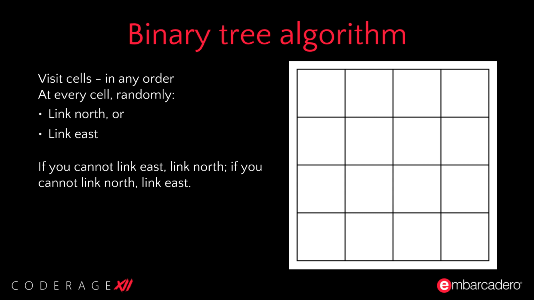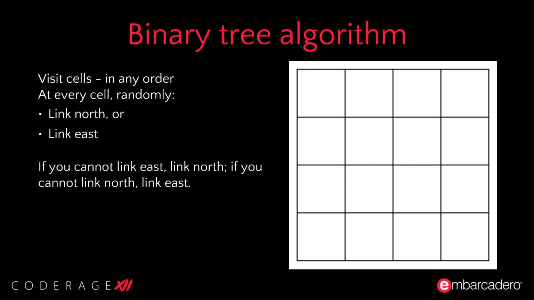So let's look at the binary tree algorithm. It is very simple. You have a grid, and you can visit the cells in any order. In the graphics that I'll show in a moment, I think it goes bottom to top, left to right. In the code I wrote, I think it goes top to bottom, left to right, but you could just pick them randomly, and it really doesn't matter. You just need to visit every cell.